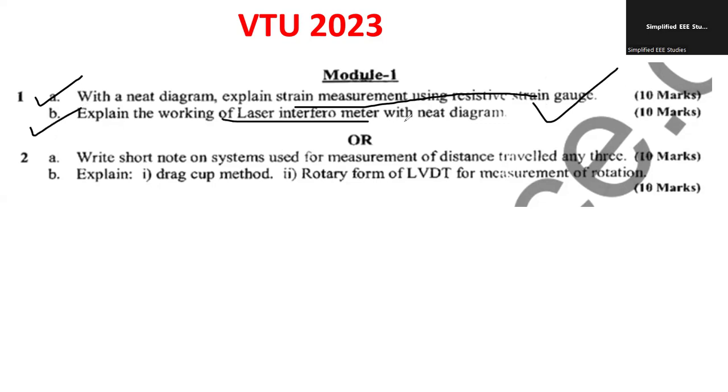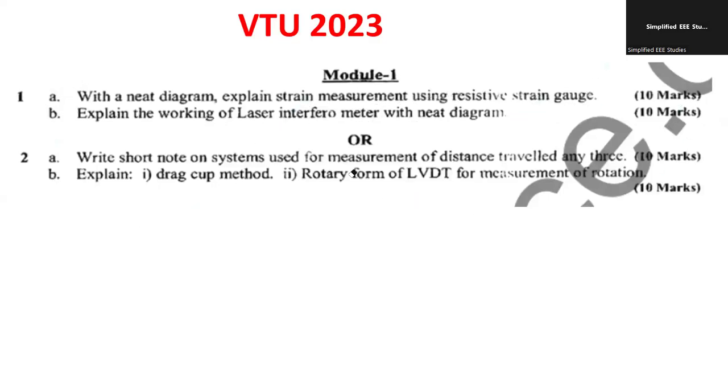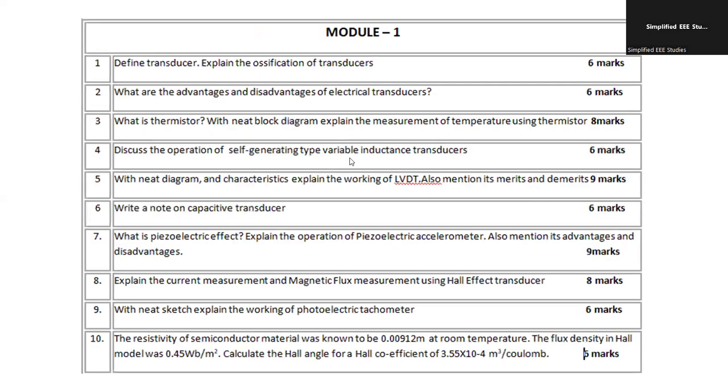Explain the working of a laser interferometer with a neat diagram. Check the syllabus accordingly, you can plan the answer. Then write a short note on distance traveled. Explain the rotary form of LVDT, RVDT. So these are the important questions they asked in 2023, which happened recently. Please verify the syllabus also. In case the same content is not available in the syllabus, at the time of valuation or moderation, they are going to give additional marks. It will be beneficial for the student community.